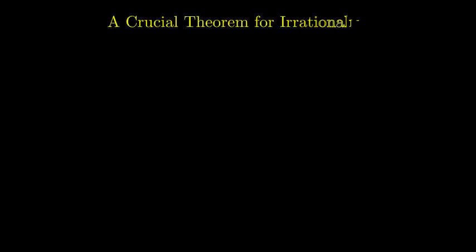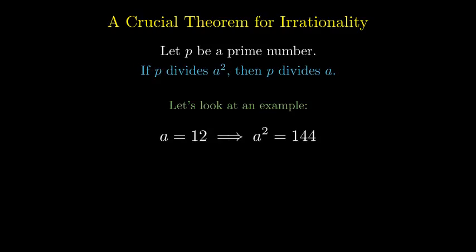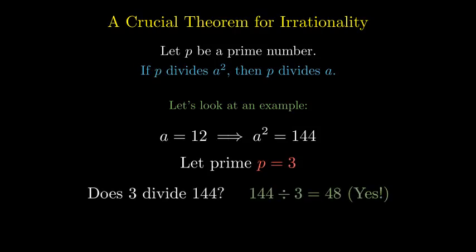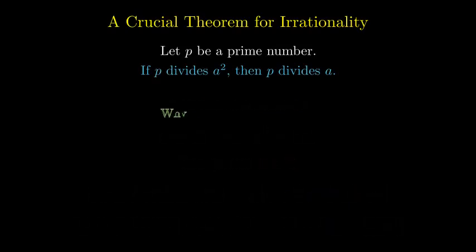Theorem 1.2 is a crucial result that underpins all irrationality proofs. The theorem states, let p be a prime number. If p divides a squared, then p must also divide a. Let us verify with an example. Let a equal 12, so a squared equals 144. Let the prime p equal 3. Does 3 divide 144? Yes, 144 divided by 3 equals 48.